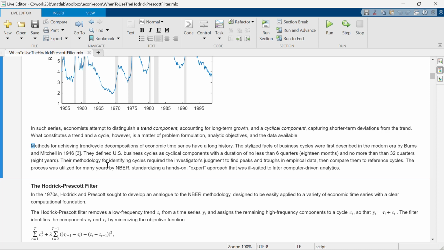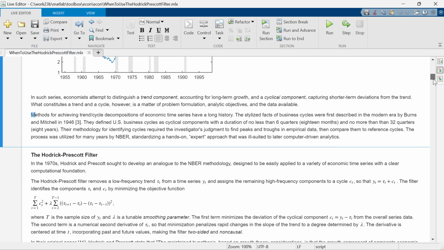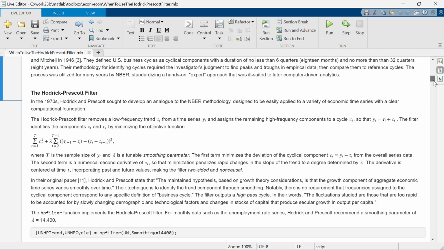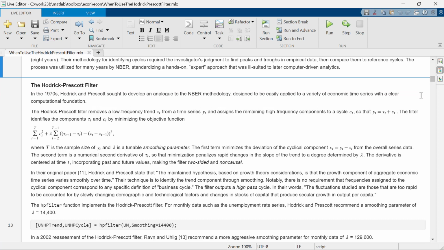The problem with this approach, as detailed and insightful as it was about macroeconomic time series, it wasn't very well adapted to modern computer analytics. And this is where the Hodrick-Prescott filter comes in.